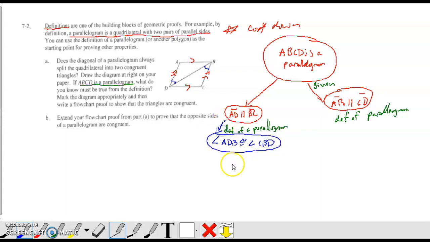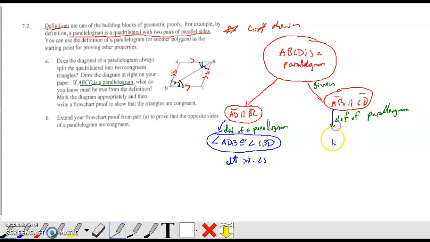Bam, arrow. And why do I get to say that? Alternate interior angles, right? Because of the parallel lines. And then this also means that for this guy, let's do it in black. So that means, oops, sorry, I don't know why I drew it there. I meant to draw it here. That means that this guy is going to be there.